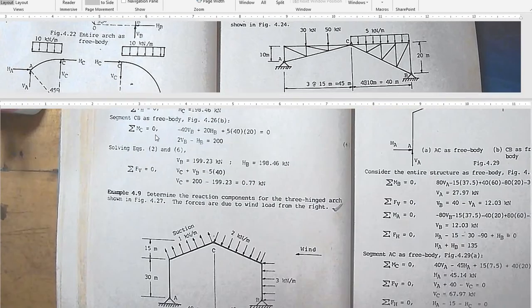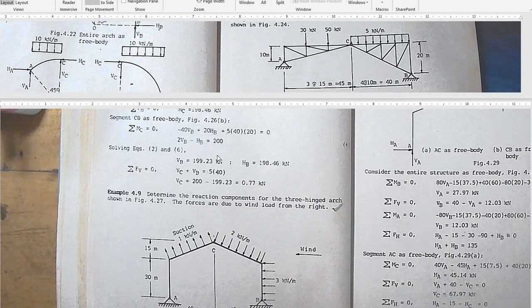Summation moment C is equal to 0. Negative 40 times VB. VB is the vertical reaction at point B, and then plus 20 times H sub B. 20 dahil yan ang lever arm ni horizontal reaction at B, plus 5 times 40 times 20. Yan yung converted concentrated load nitong 5 kilonewton per meter na uniform load. So from this, you have 2VB minus HB is equal to 200.